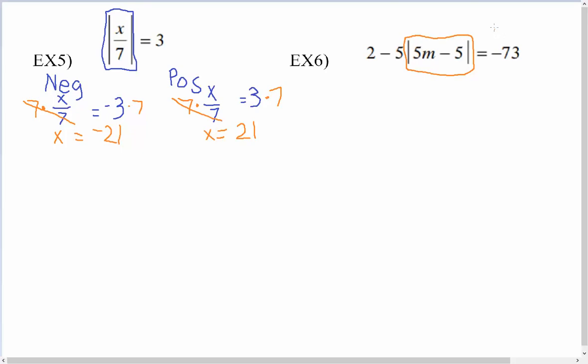There's not a variable on both sides. So we have to get rid of a constant. And the constant in this case is the 2. And since that's a positive 2, we're going to minus 2 on both sides because of those properties of equality. It's about maintaining balance. So we now have negative 5 times the absolute value equals, and negative 73 minus 2 is negative 75.